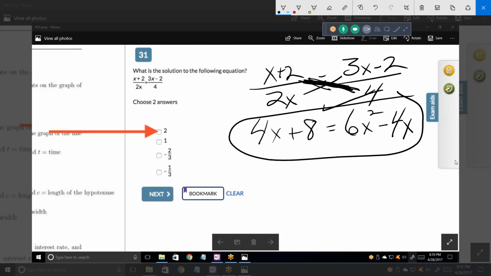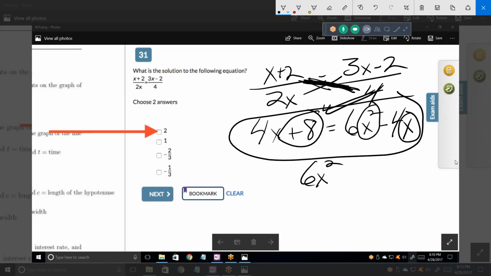So, what's the next step? So 6x squared plus 8. What we're looking at here, and it's important that you recognize these, is a quadratic. We have an x squared term, we have an x term, and we have a number. When you see a quadratic like this, you want to get everything on one side, 0 on the other.